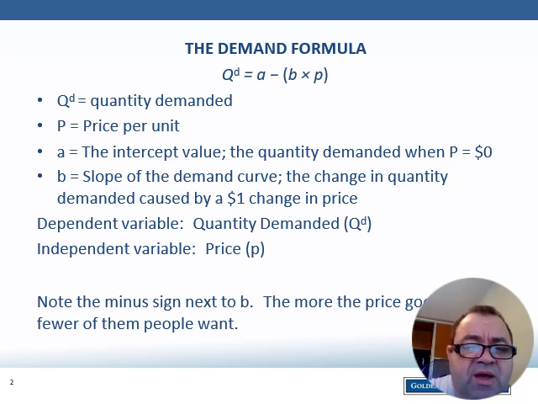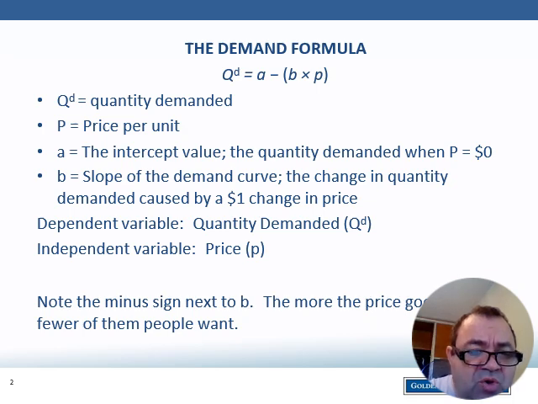The demand formula is the quantity demanded is an intercept value, A, minus the slope of the demand curve, which is the change in quantity caused by a $1 change in price, multiplied by price. The important part here is the negative sign, which means as price goes up, as I mentioned, the quantity goes down, and vice versa.